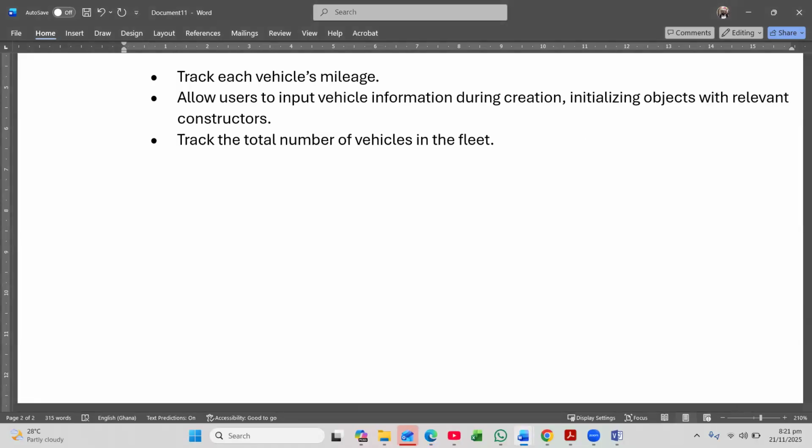Okay. To be able to create a vehicle. They don't want us to. They want us to create a car.